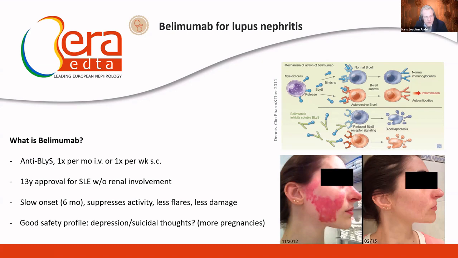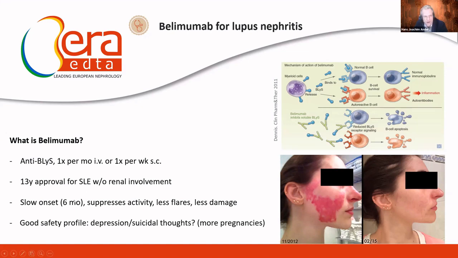But due to the 13 year time period where belimumab is already approved for the treatment of non-renal lupus, there is already a lot of knowledge in terms of safety and efficacy on these kinds of patients. And certainly many of these patients had also some sort of renal involvement. That's why we have a lot of information about how to use the drug and who benefits and who doesn't.